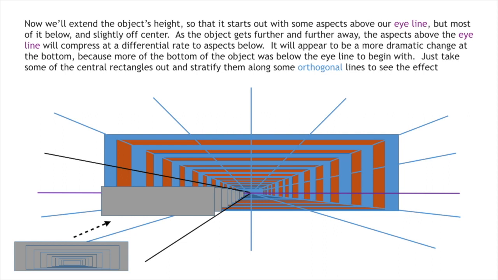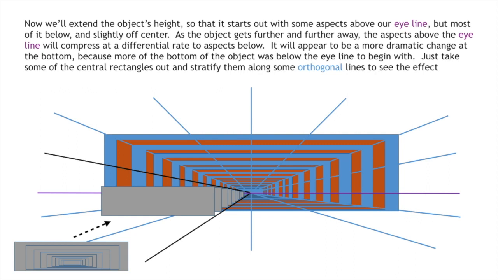Now we'll extend the object height so that it starts out with some aspects above our eye line, but most of it below and slightly off center. So as the object gets further and further away, the aspects above the eye line will compress at a differential rate to the aspects below. It will appear to be a more dramatic change at the bottom, because more of the bottom of the object was below the eye line to begin with. Just take some of these rectangles out again and stratify them along any orthogonal lines to see this effect.